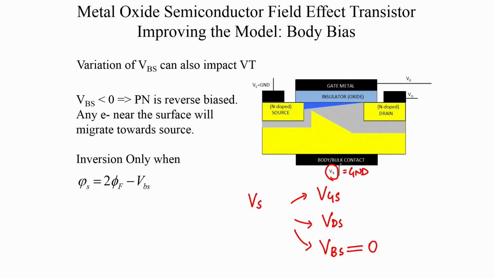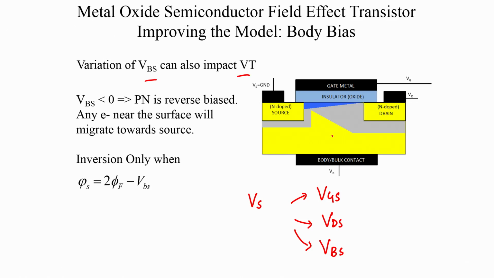But now let us dislodge this. Let us not keep it at ground. Let us say that the body has a potential that is different from the source. How does this affect the performance of your MOSFET? Although we spend a very short amount of time on it because of the time constraints on this course, this is actually a very important tool for the circuit designer, because you can control the threshold voltage of the MOSFET by influencing the body to source voltage. So, you can have different MOSFETs having different threshold voltages, and we will see why it happens.